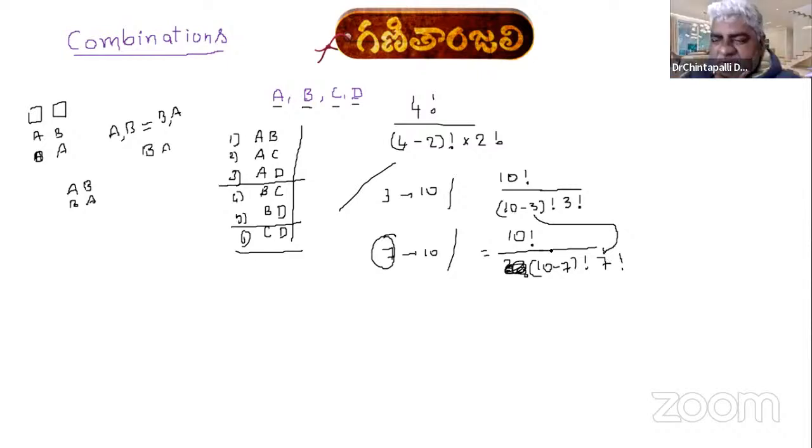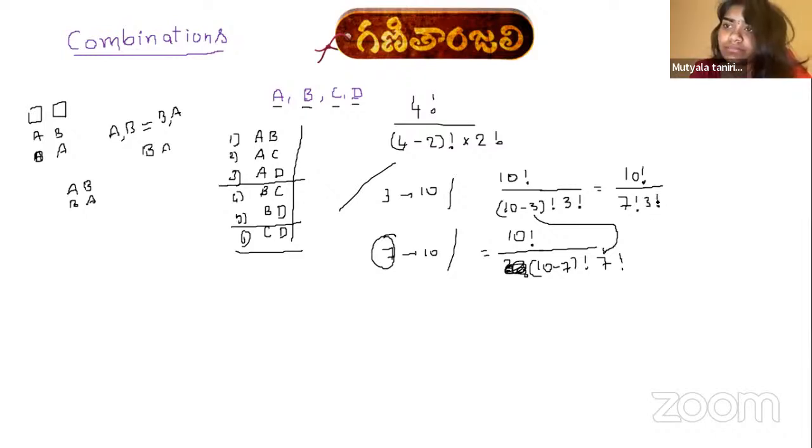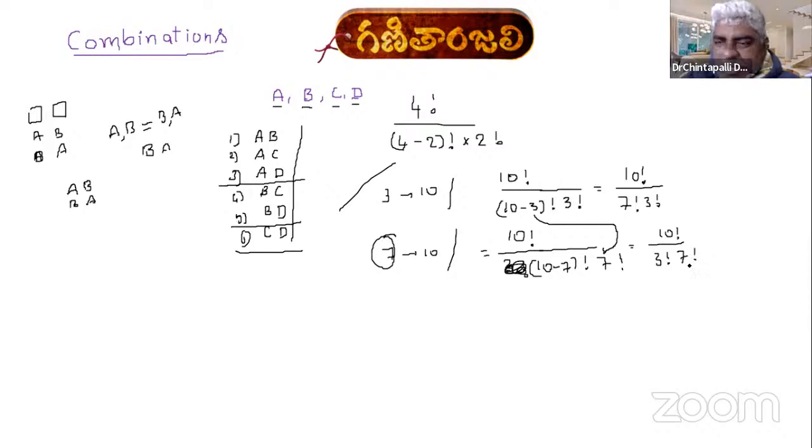10 minus 3 whole factorial is 7 factorial, okay? Let us simplify them. What is the simplification? 10 factorial by 7 factorial into 3 factorial. This is 10 factorial by 3 factorial into 7 factorial. Both are the same, right?